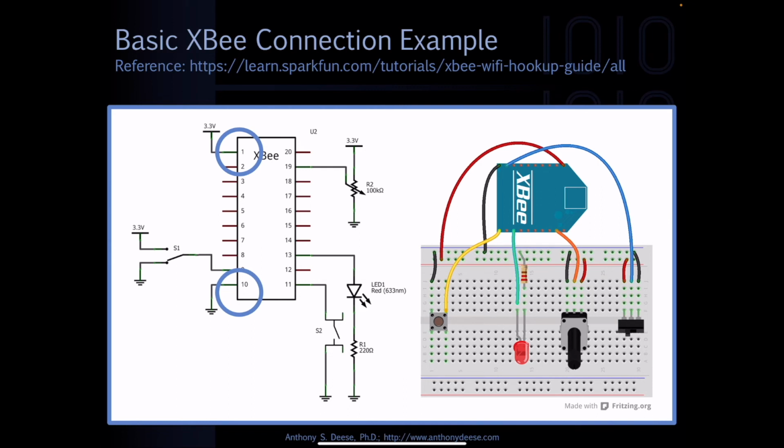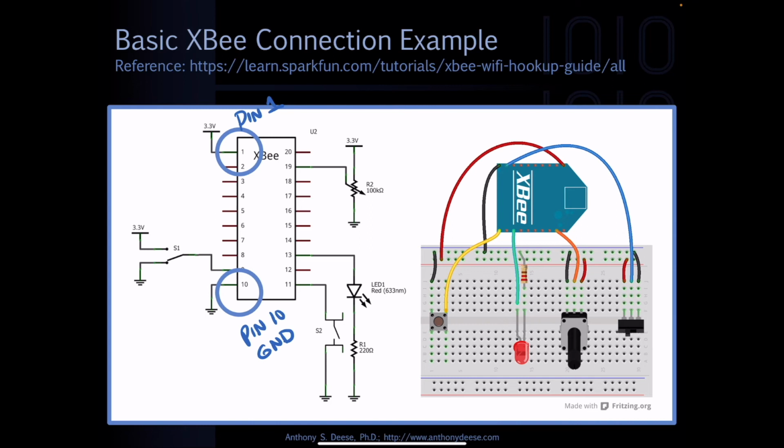Okay, a basic XBee connection example. I know I said that we weren't going to talk about hardware connections, and we're not going to in too much depth, but I thought it was at least important to provide a basic starting point. So this is a really simple XBee connection example. And what you can see is there's two really important connections. You have your pin 1, which is your supply. It needs to be connected to a 3.3 volt supply. And you have your pin 10, which is your ground.